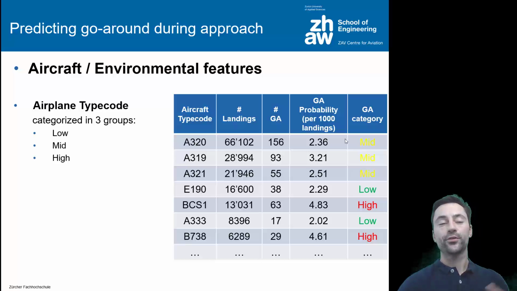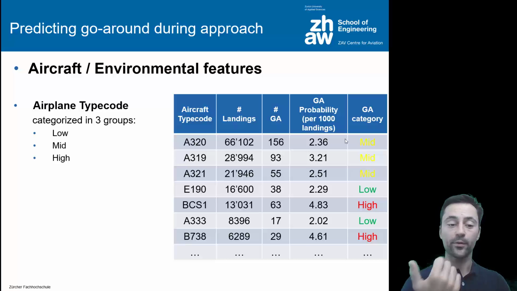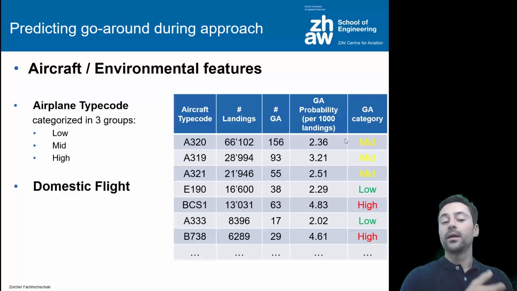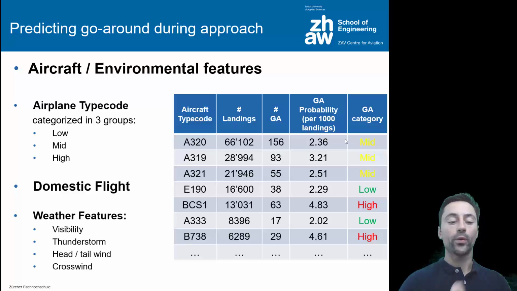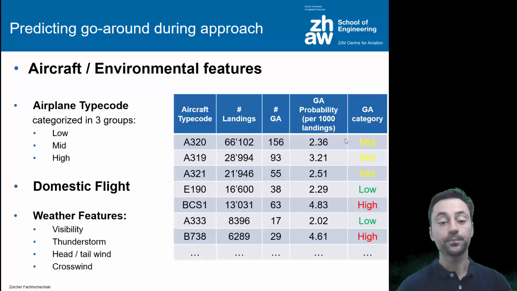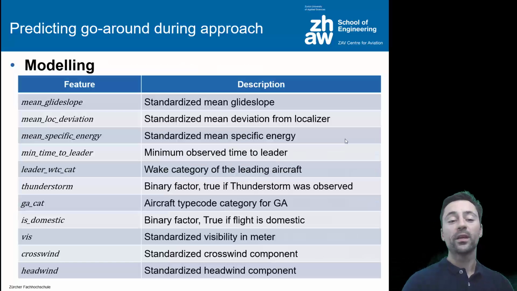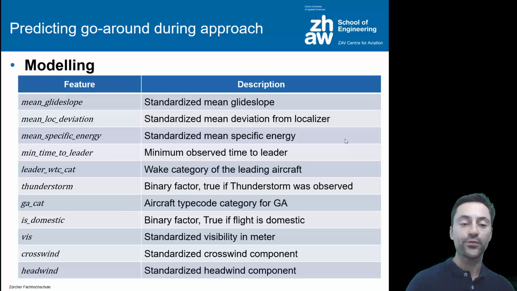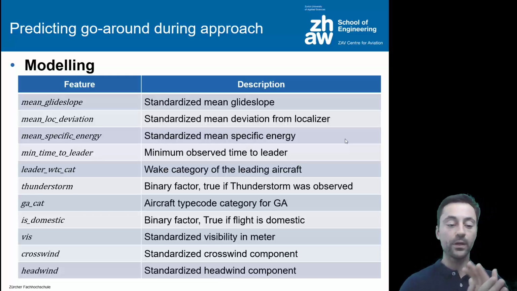Then we have used some different features, and those are exactly the same as what Raphael presented before, so I won't go through them, but basically we have the airplane type code, go-around category, is it a domestic flight or not, and what are the weather conditions based on the visibility, thunderstorm, headwind or tailwind, and what's the crosswind. So this table describes all the features we have used for this machine learning model.